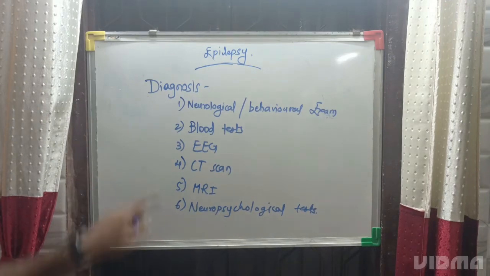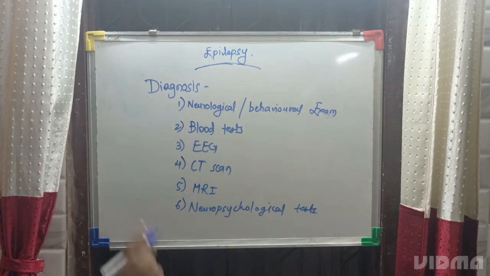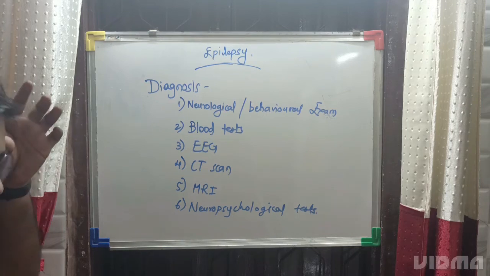Now we will focus on the diagnosis of epilepsy. The first one is the neurological or behavioral exam, in which the symptoms are tested. The second one is the blood test. The third one is the electroencephalogram, also called the EEG. The fourth one is the CT scan. The fifth one is the MRI, and the sixth is the neuropsychological test, in which the person's behavior is examined through different tests.